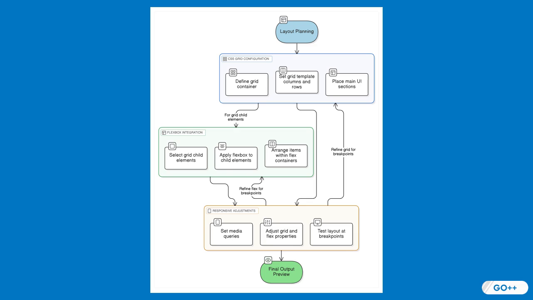Visualize a dashboard with fixed and fluid layouts. Grid handles the main structure, while Flexbox ensures each widget or card fits perfectly, regardless of screen size. This combination is powerful, especially on e-commerce sites where product listings need to be both organized and responsive.